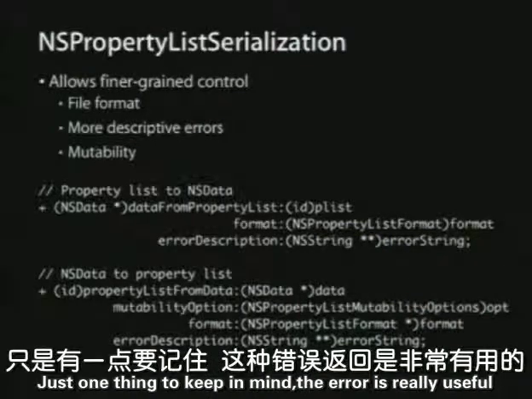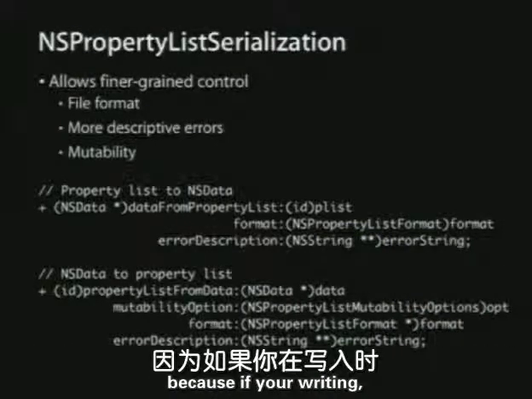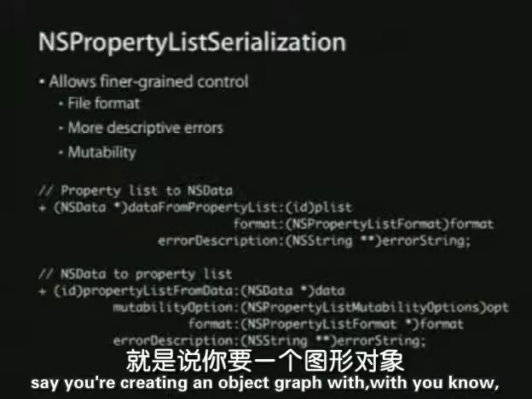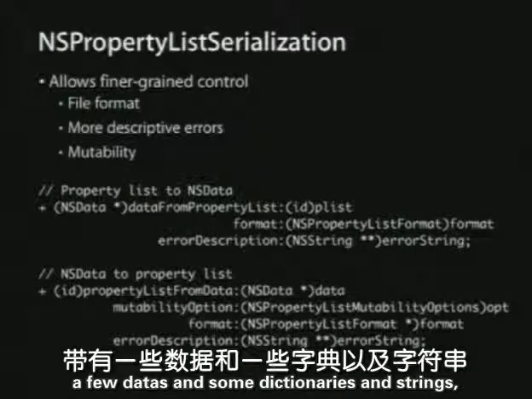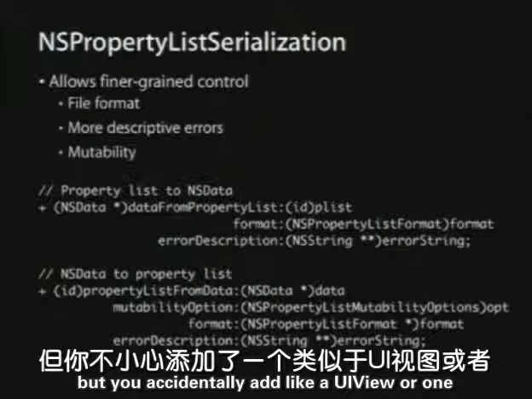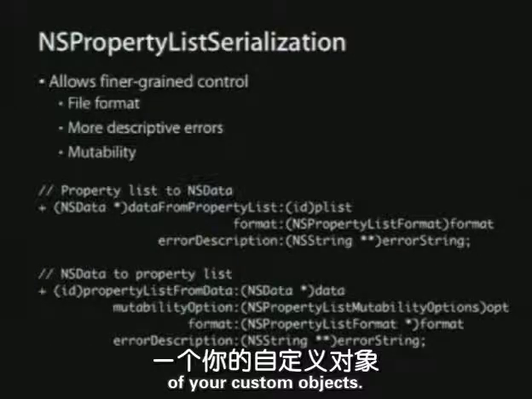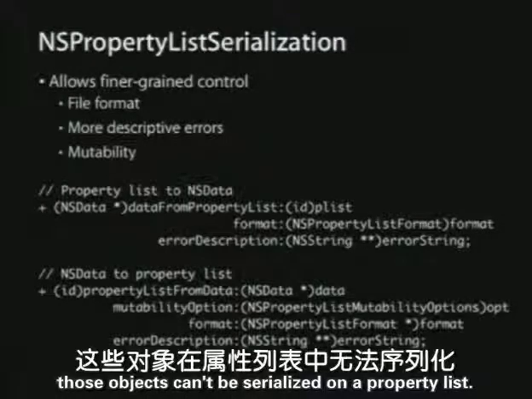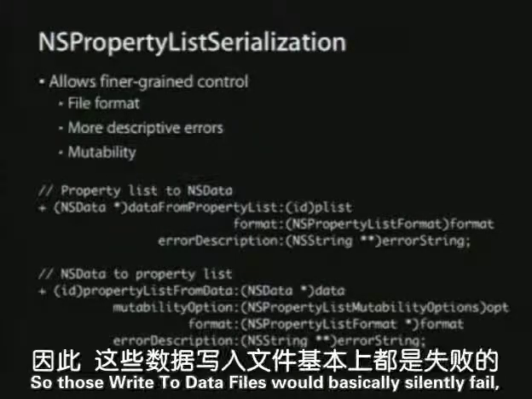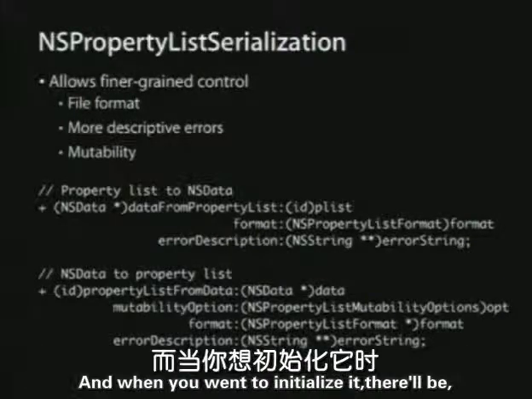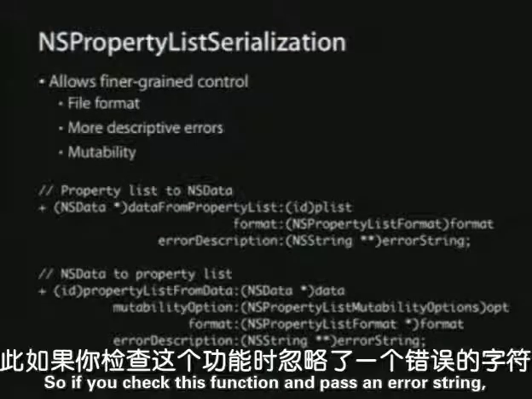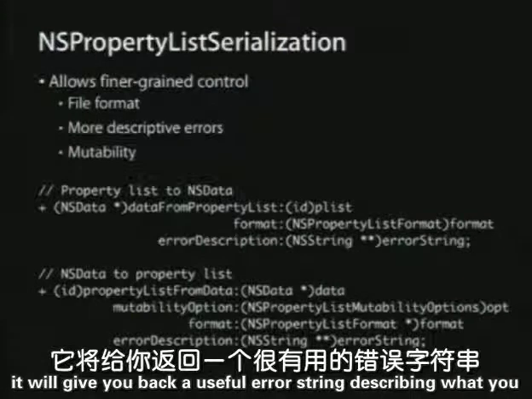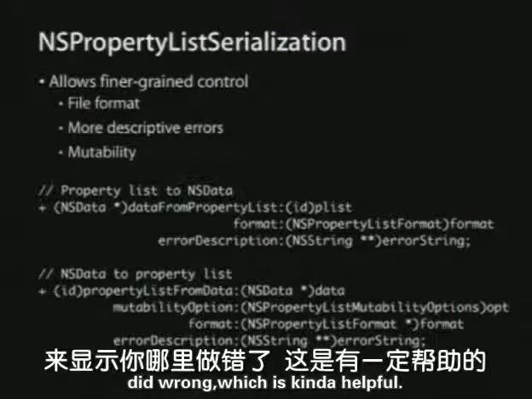So one thing to keep in mind, the error is really useful because if you're writing, say you create an object graph with a few datas and some dictionaries and strings, but you accidentally add like a UI view or one of your own custom objects, you're not going to be able to write that because those objects can't be serialized in a property list. So those write to data files would basically silently fail, or they'd return null. And when you went to initialize it, there would be, of course, no file there. So if you check this function and pass an error string, it will give you back a useful error string describing what you did wrong, which is kind of helpful.